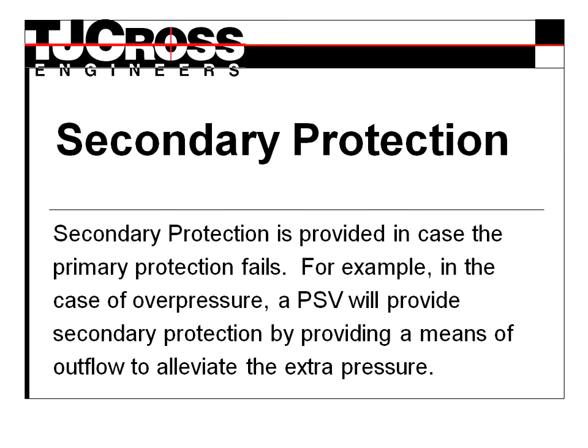Secondary protection is provided in case the primary protection fails. For example, in the case of overpressure, a pressure safety relief valve, also known as a PSV, will provide secondary protection by providing a means of outflow to alleviate the extra pressure.